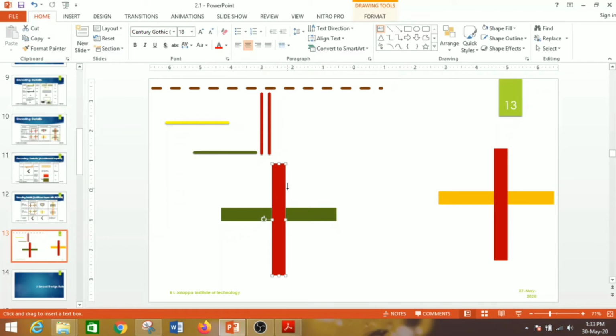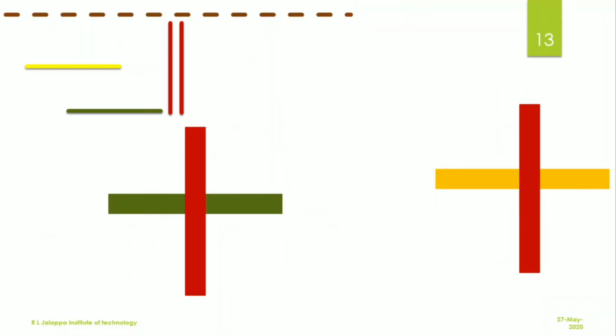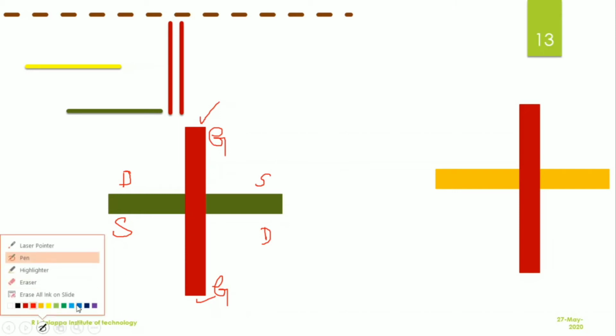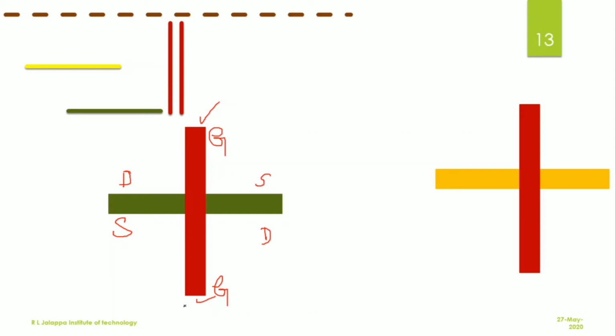Now, in this, which are the different terminals? Because this is poly, this is gate, and this is gate. These two are gate. Either you can connect here at this point, or you can connect at this point. So, both are gate. Now, this can be source and this can be drain, or you can interchange it. This can be drain and this can be source. Both are correct. Okay. The distance separation between source and drain is called channel length. Now, this is your channel length.